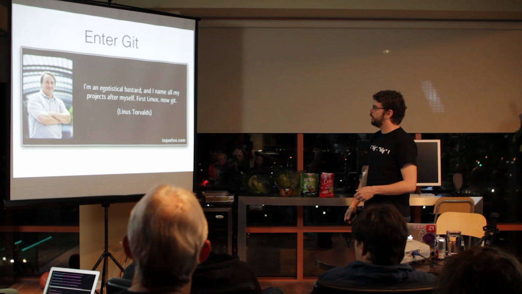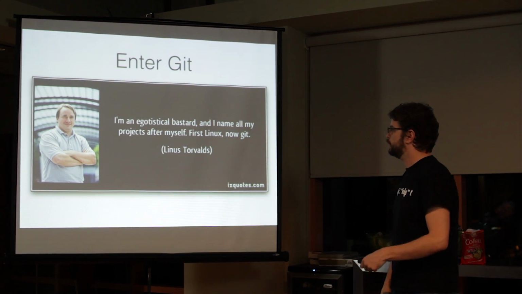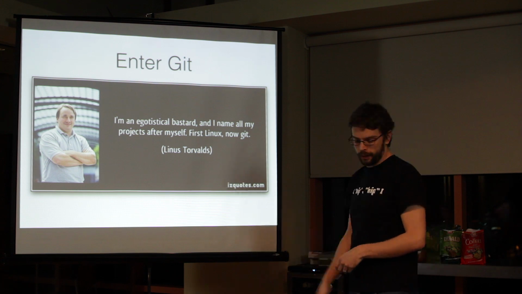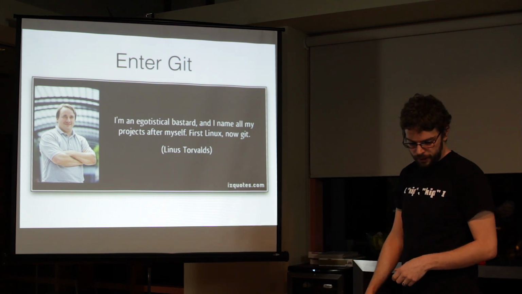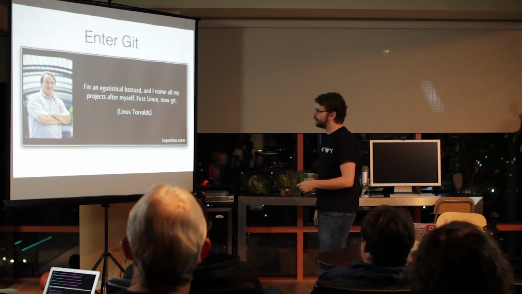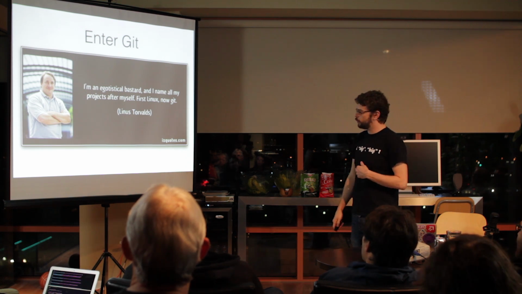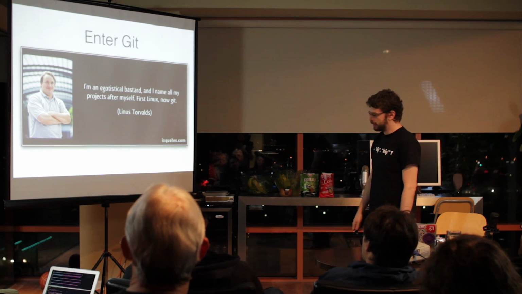So here we are with Git. We've gone all the way through the history, and now we're back to Git. In case you were wondering, Git is British slang for an unpleasant or contemptible person. So yeah, he has kind of a sense of humor. He's also rumored to be a contemptible person.